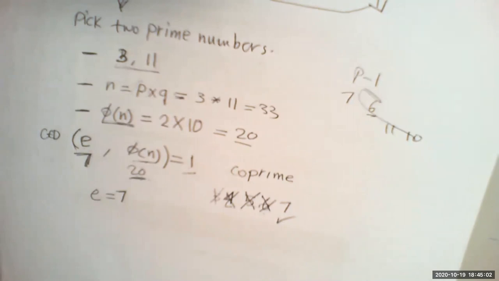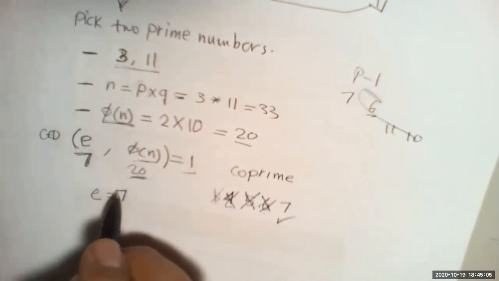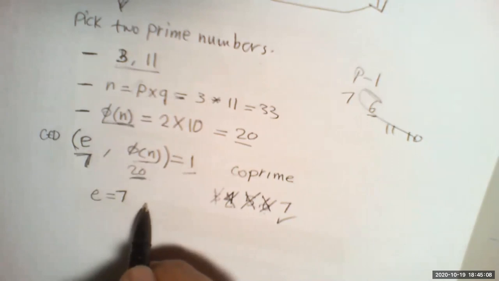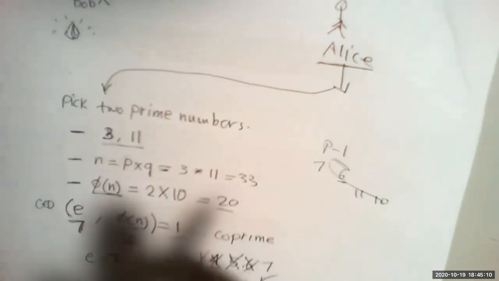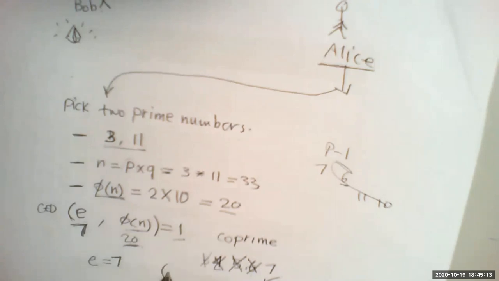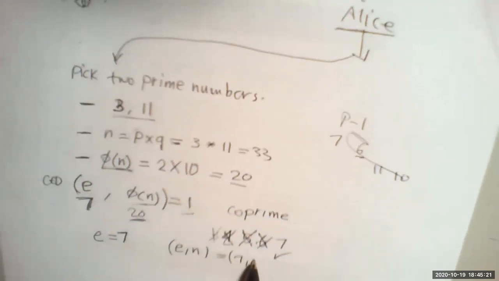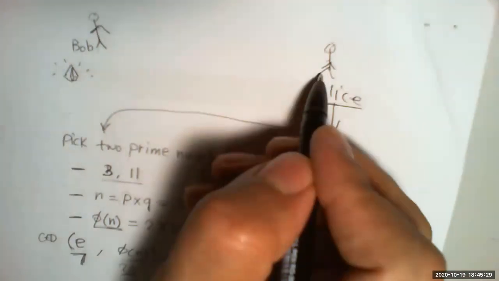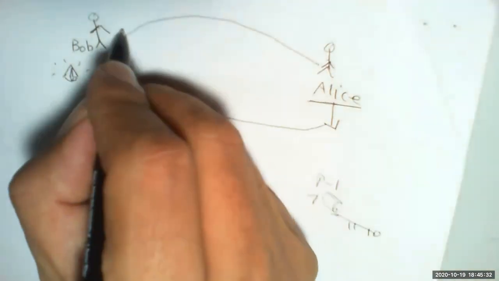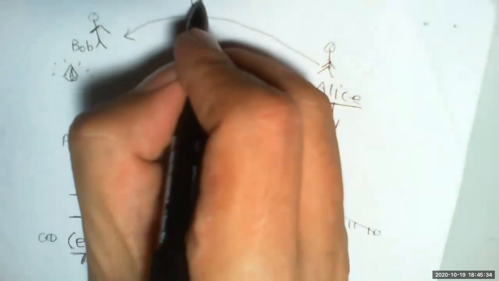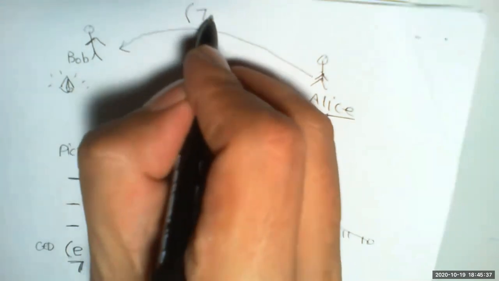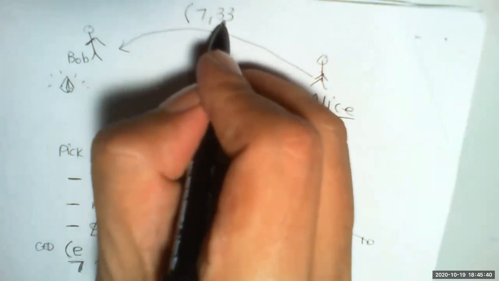Now that I have E equals 7, I can send the public key, which is E and N. E is 7 and N is 33. Alice is going to send this public key, E, which is 7, and N, which is 33, to Bob.